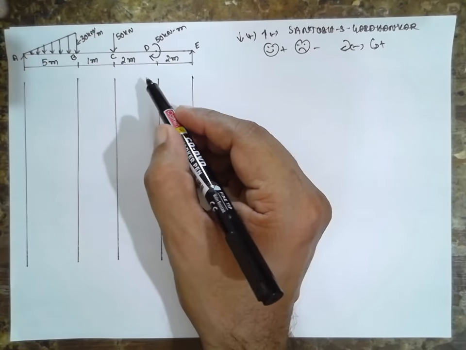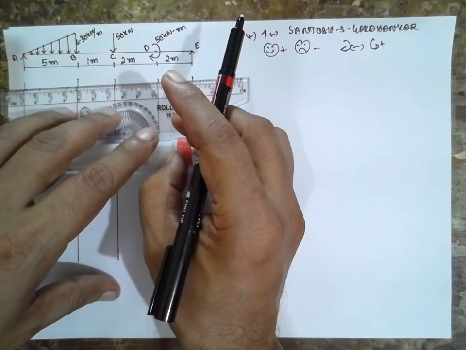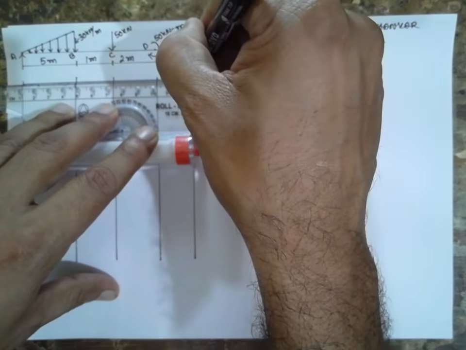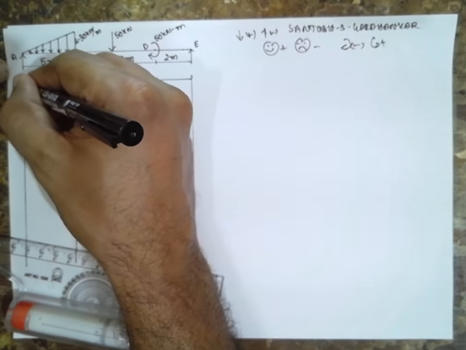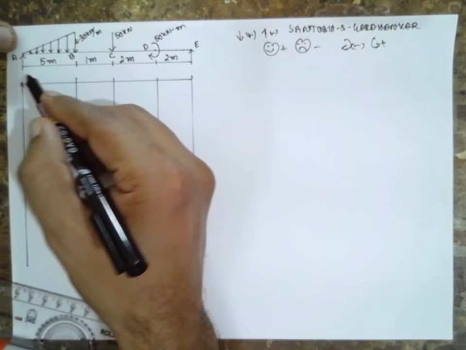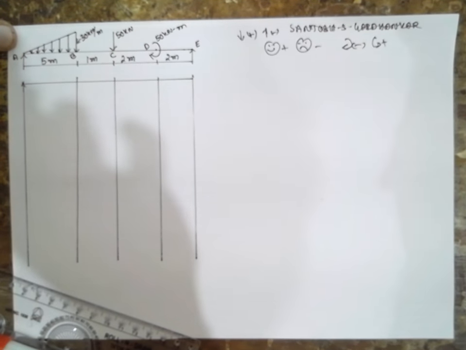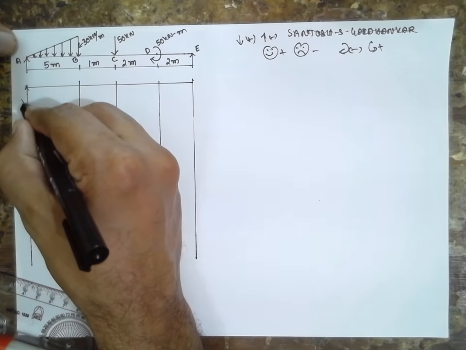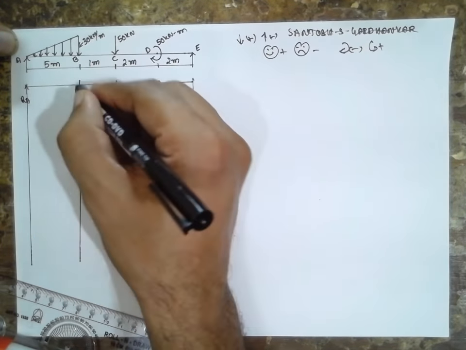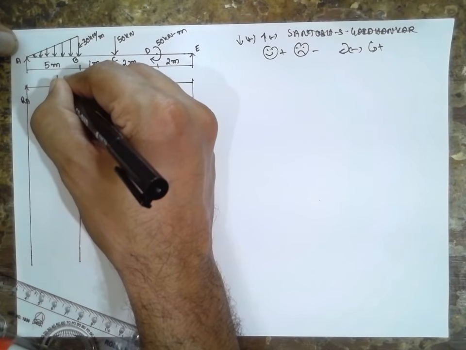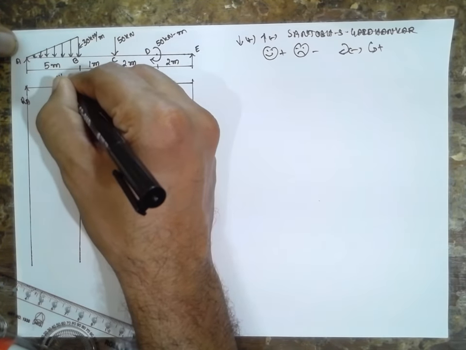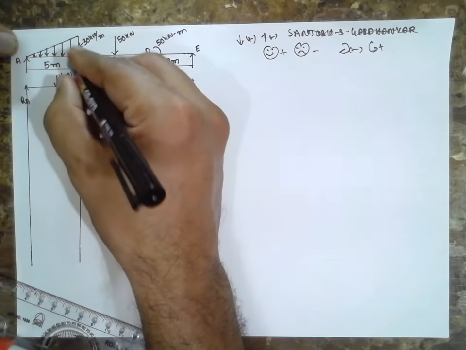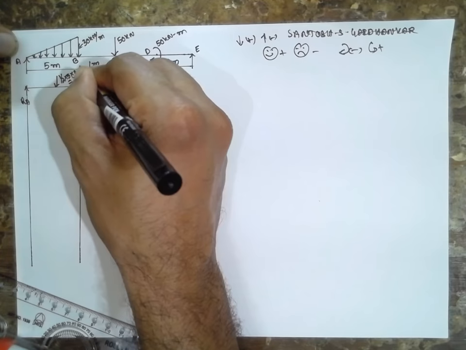Now first I will convert into a point load. There are the reactions. Converting into a point load here, point load RA. Now for the UVL, 1 by 2 into base into height. The value for this one is 75 kilonewton.